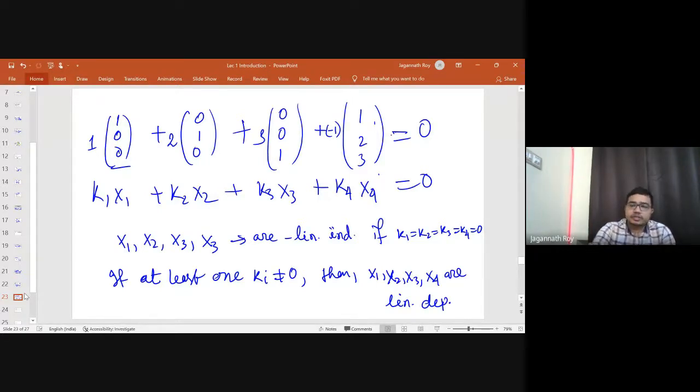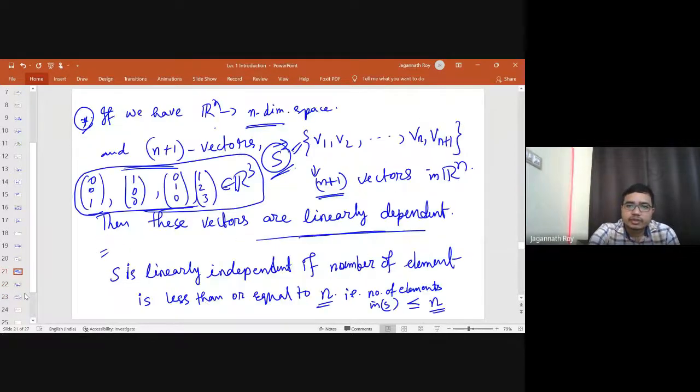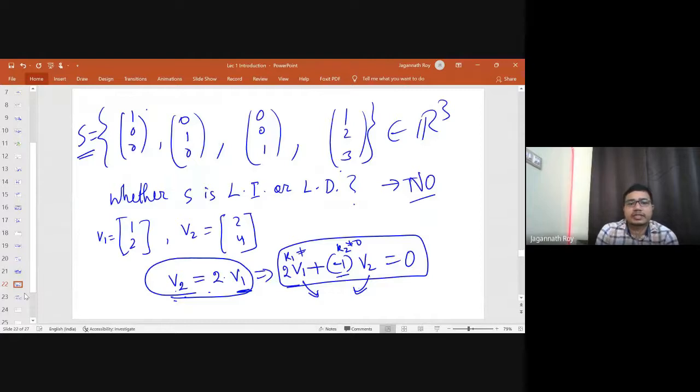So if you remember this theorem, it says that if we have more vectors in the set than the dimension of the space, then it becomes linearly dependent. Whenever two vectors are linearly dependent, we can write one in terms of the other vector. They are dependent vectors, and we can write them in this form.